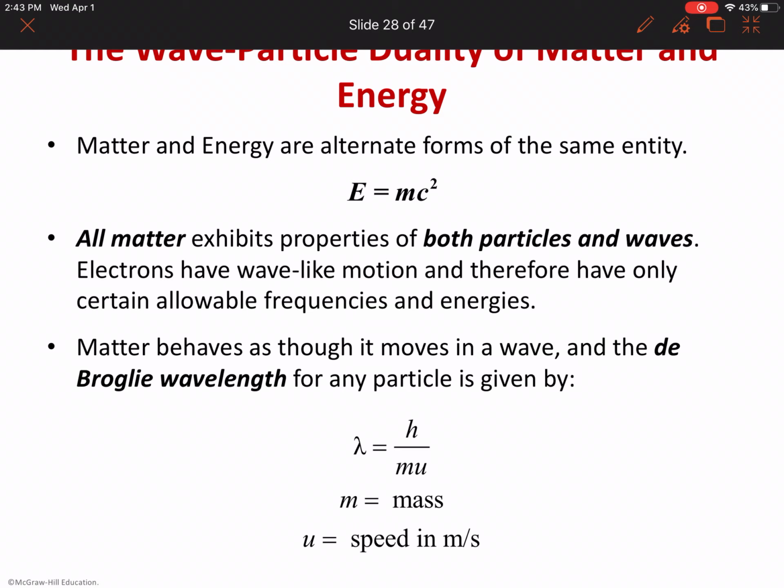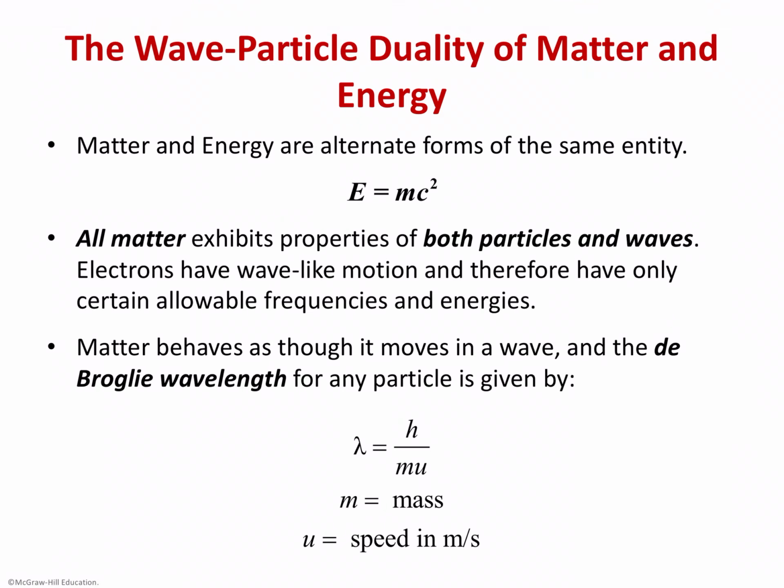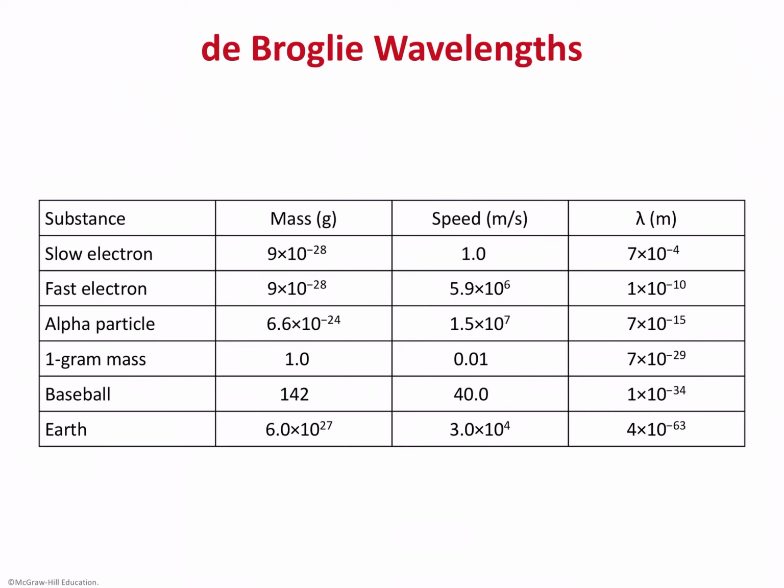Okay, so we're going to start with wave particle duality of matter and energy. Everybody is so familiar with this equation E equals mc squared, right? So this has matter and energy as alternate forms of the same thing. Here E is our energy and m represents the mass, and then c is the speed of light.